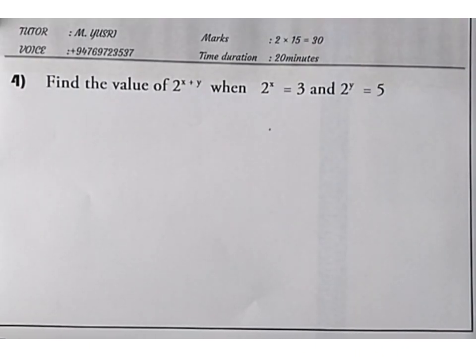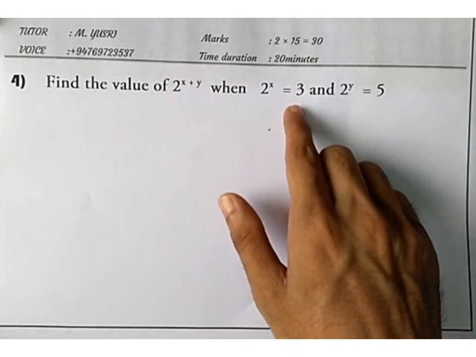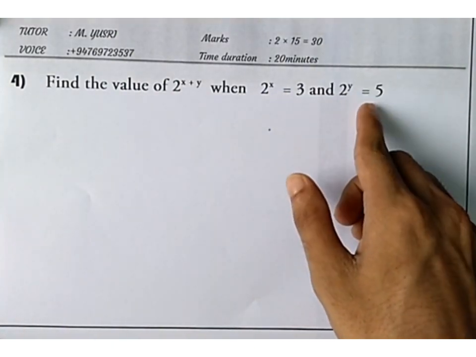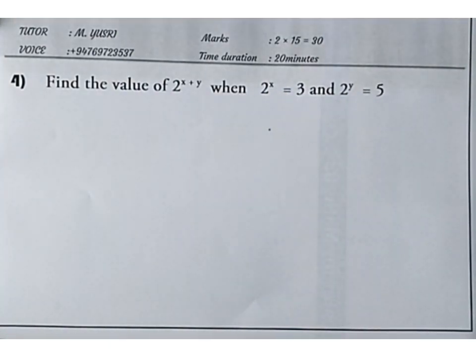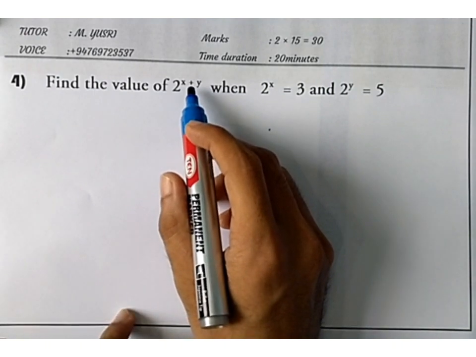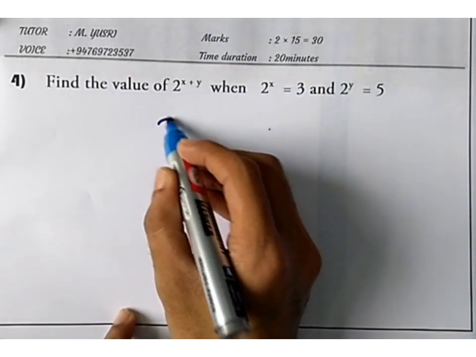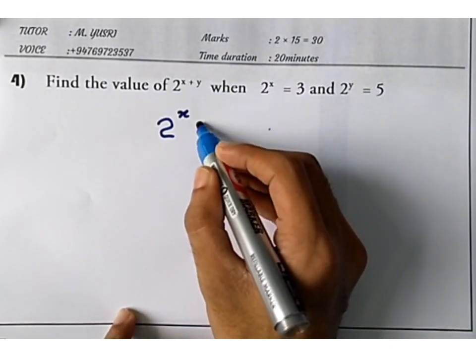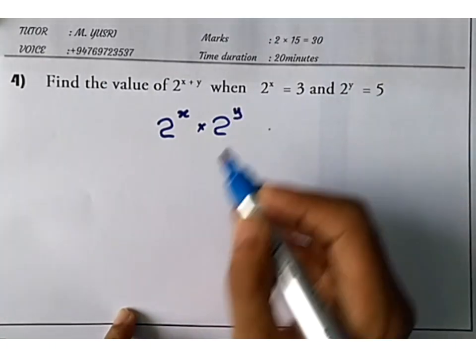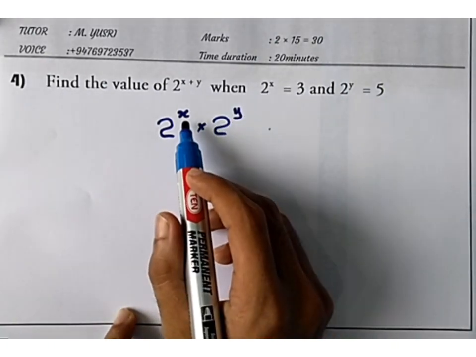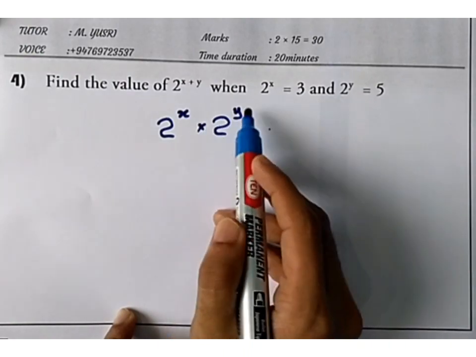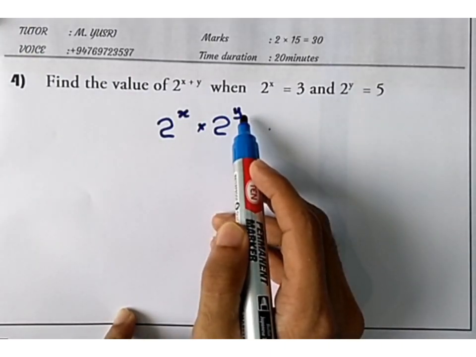And this one is not very difficult. They are asking us to find the value of 2 to the power x plus y, when 2 to the power x is 3 as well as 2 to the power y is 5. So now how do we solve this? Here in this index you can see there is an addition. If we separate that into two parts, there will be multiplication. So that's what you have to understand: if there is a plus sign in the index, then we have to multiply both the terms.